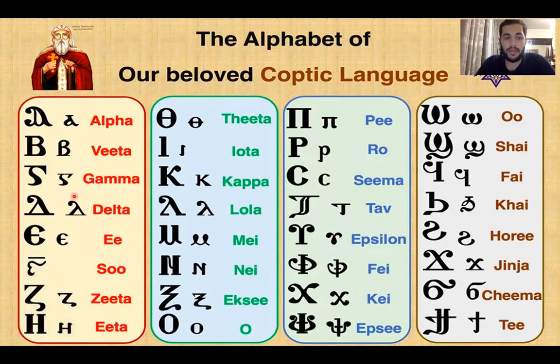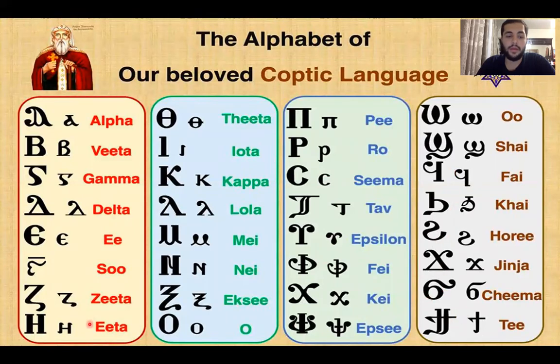Alpha, Vita, Gamma, Delta, Iso, Zeta, Eta, Theta, Iota, Kappa, Lula, Meni, Xi, O. Pi, Rho, Sigma, Tav, Epsilon, Phi, K, Ipsi. O Shai Phi Chai Hori Ganga Chima Ti.